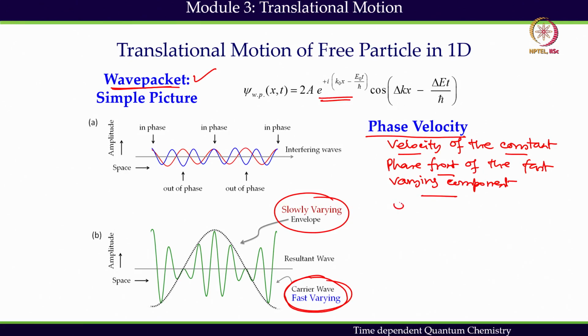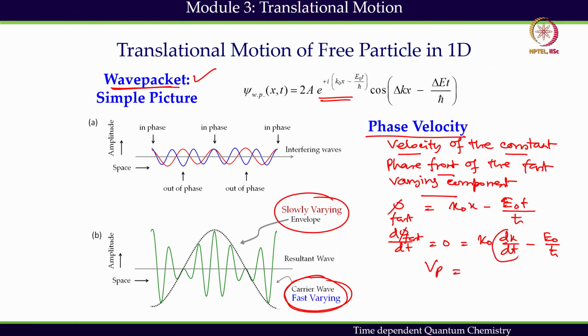So all we need to do is write down this fast varying phase, take the first derivative and make it 0. That's the way we have been doing always. So the first derivative of this fast varying component is going to be 0, which is nothing but k naught dx/dt minus E naught by h cut. I get the phase velocity of the wave packet. This is the phase velocity dx/dt, that is going to be E naught by h cut k naught.